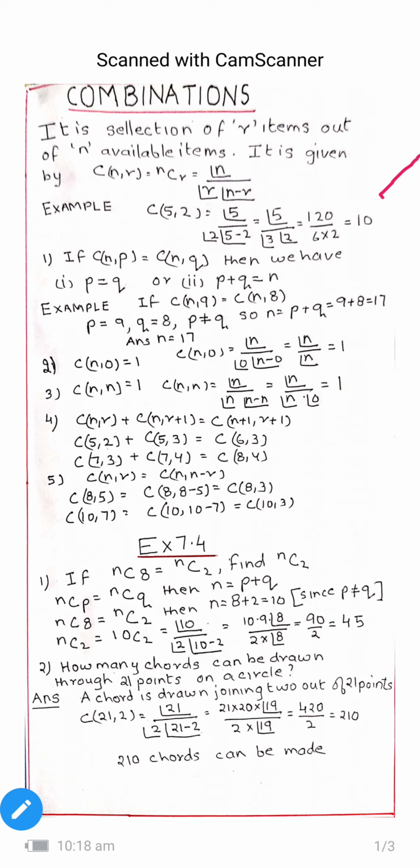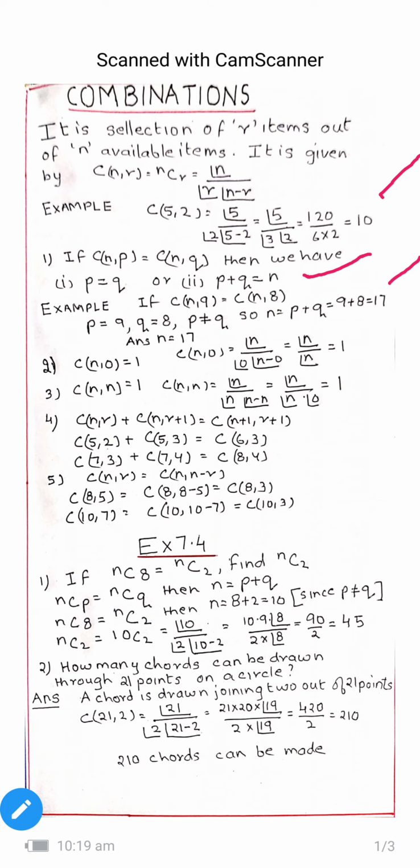Now if nCp is equal to nCq, then we have either p equal to q or sum of p plus q equal to n. Then how do we use it? If nC9 is equal to nC8, then p is 9, q is 8. You can see p is not equal to q, so n is equal to p plus q, 9 plus 8, that is 17. n is equal to 17.